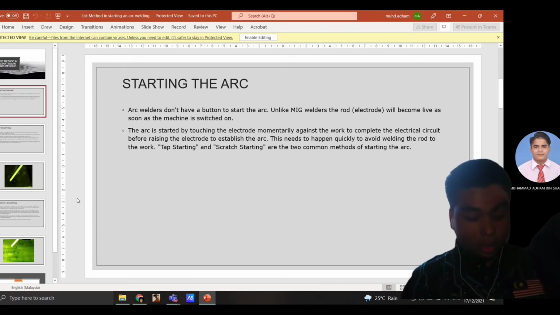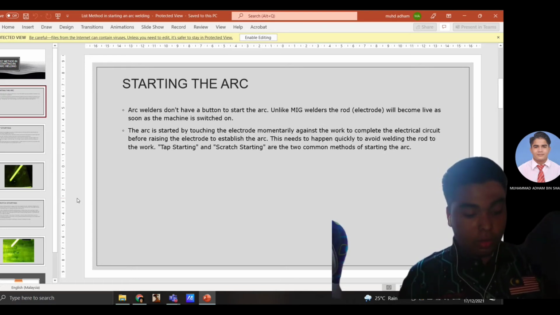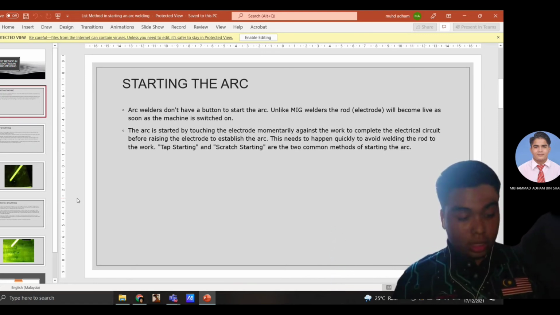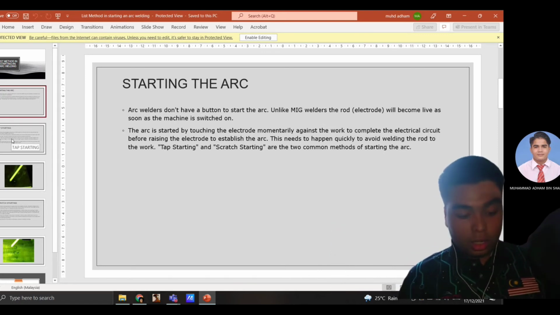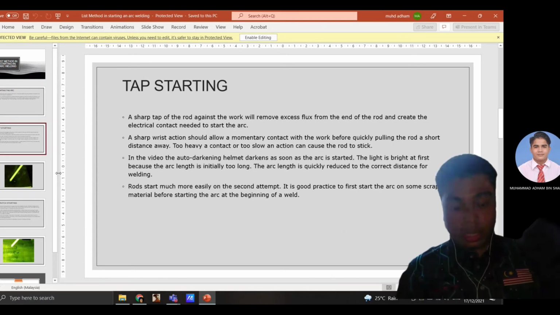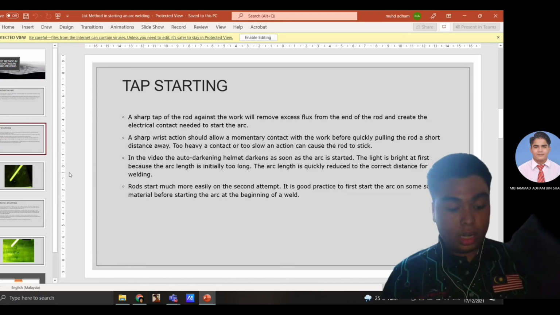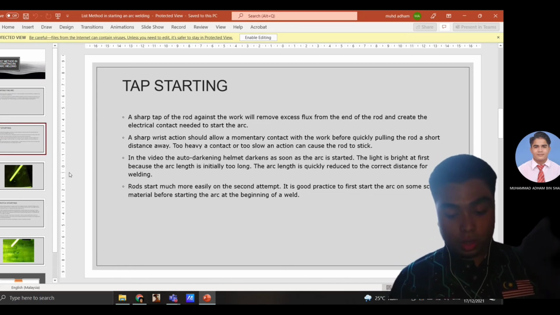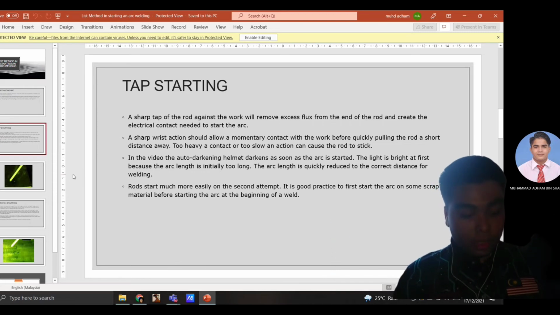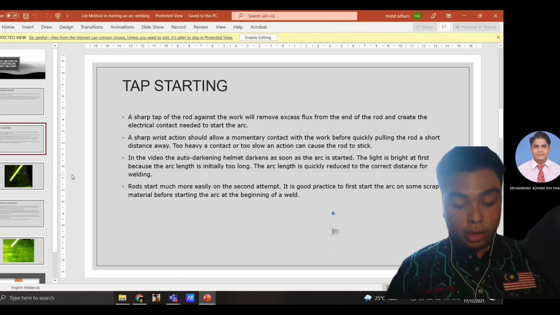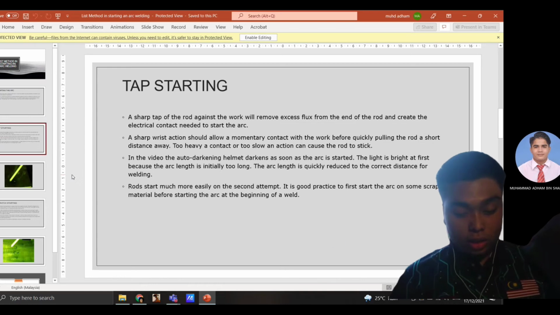Tap starting and scratch starting are the two common methods of starting the arc. Tap starting. A sharp tap of the rod against the work will remove excess flux from the end of the rod and make the electrical contact needed to start the arc. The action should allow momentary contact with the work before quickly pulling the rod a short distance away. Too heavy a contact or too slow an action can cause the rod to stick.